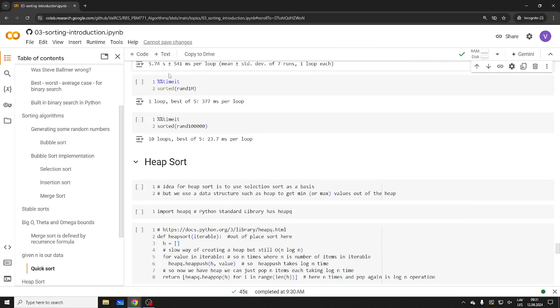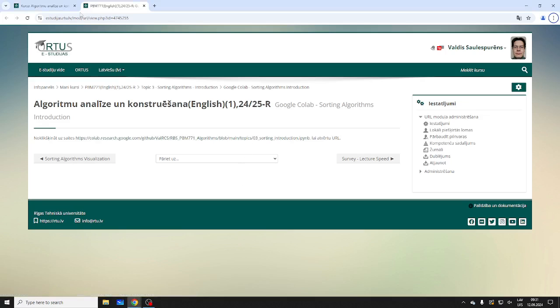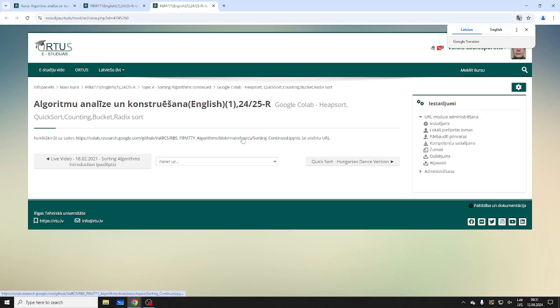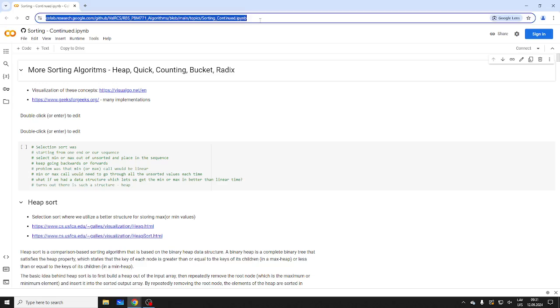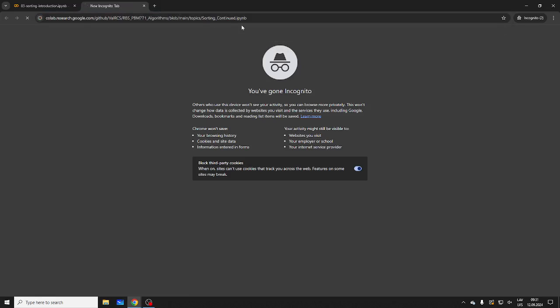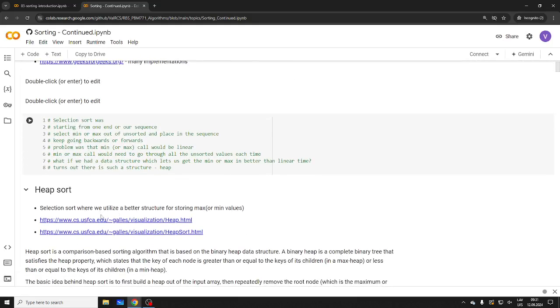So we have Heapsort already in this book, but I thought I mentioned this in the new one, in today's lecture. Let's see, this is 3, and we want also 4. I think I mentioned Heapsort also here, right? Sorting continued, right? Let's open this up in here. Oh no, okay, I'll do it here. I'm still signed in here, I think, right? Now, of course, I have Heapsort already, right?